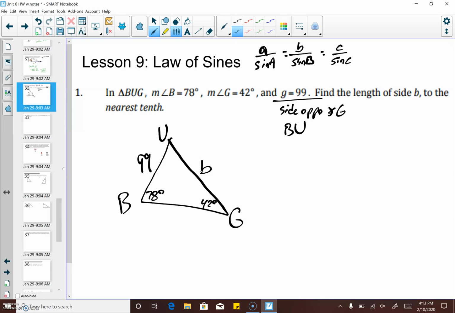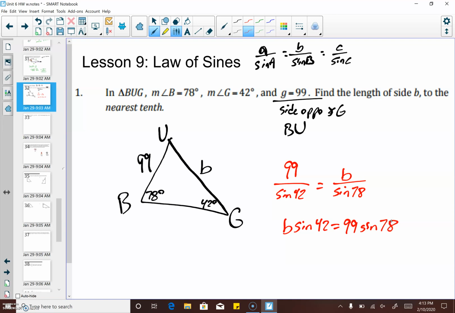So we have a nice setup here. We have two sets of opposites. Our first set of opposites is with angle G. We have 99 over the sine of 42 equals b over the sine of 78. So nothing about angle U or side U was useful to us here. It's a proportion, so we're going to cross multiply. But all of these law of sines questions take a couple of steps. So we get b times the sine of 42 equals 99 times the sine of 78.